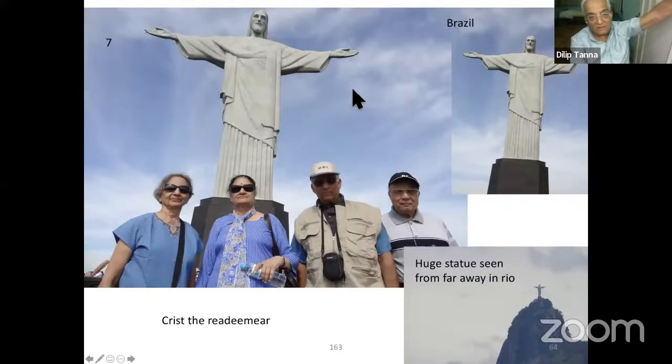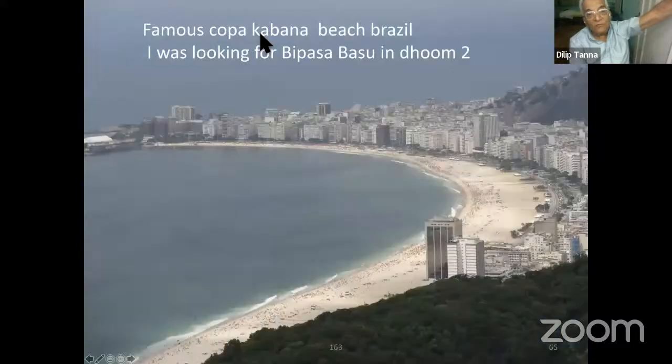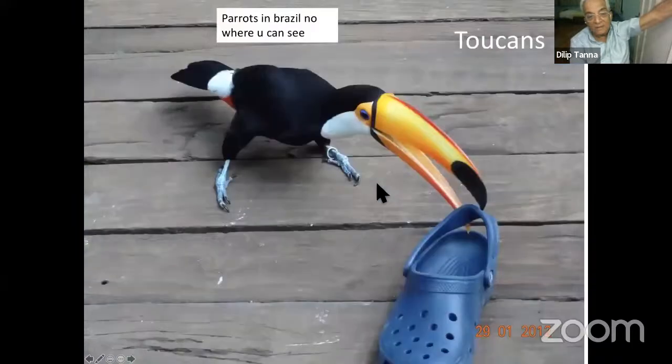Famous Copacabana Beach, Brazil. I was looking for a Bipasha Basu there. These are the parrots, Brazil. Here you can see toucans. You never see these anywhere else. These are typical parrots you see. These are different parrots again, of different types, in Brazil. This is a samba dancer. This is a wonderful dance which we could see.